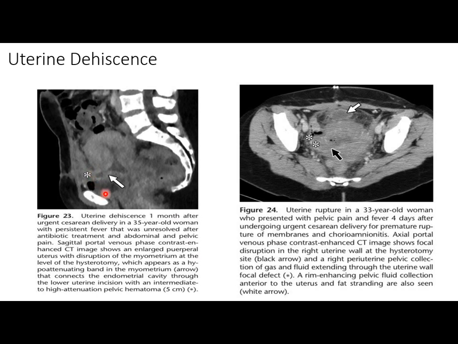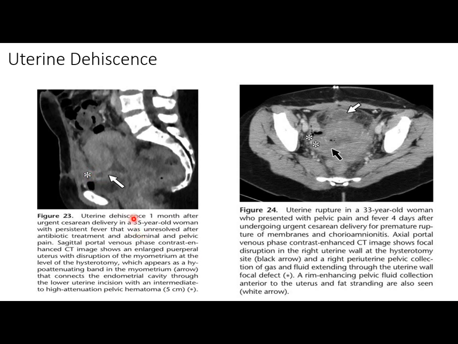And at this point, MRI is the imaging modality of choice to differentiate between them. In uterine dehiscence, is it CT or MRI? MRI is better, because we look for the serosa. By the serosa, we can differentiate between rupture and dehiscence. In dehiscence, there is communication between the endometrium up to the myometrium with intact serosa.